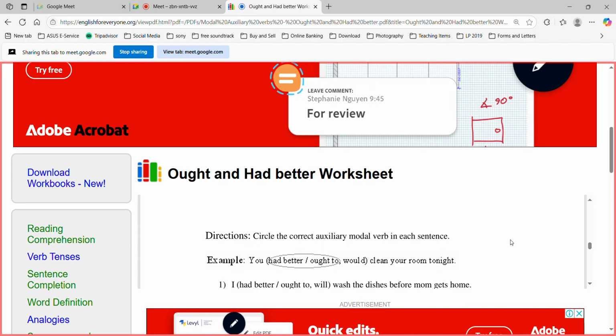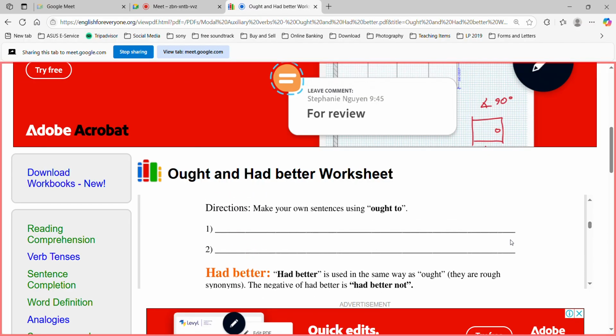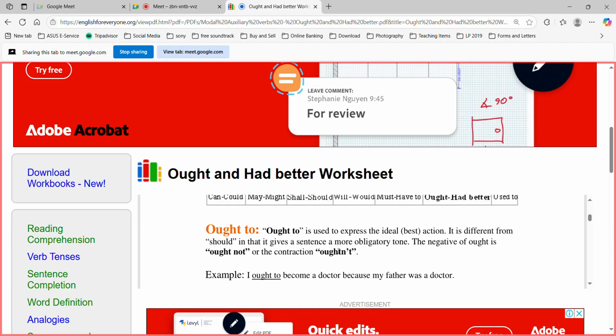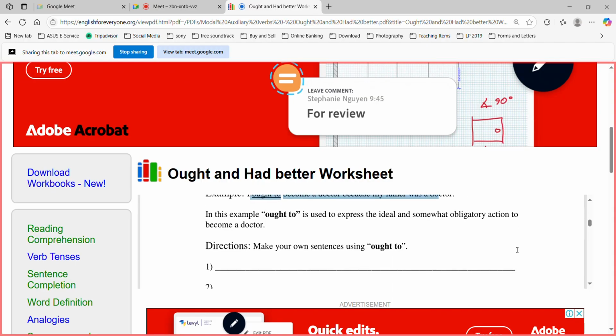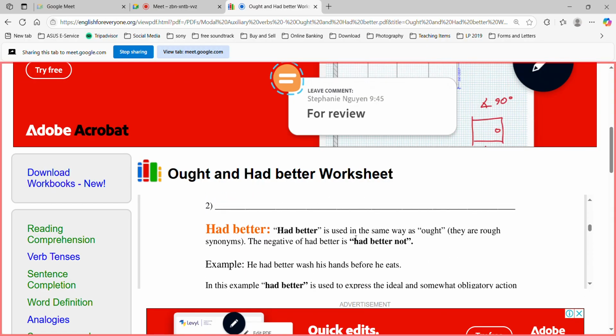So for ought to, like this is an example here, ought to is used to express the ideal or the best action. It has a more obligatory tone. Like this: I ought to become a doctor because my father was a doctor. But had better is used in the same way as ought to. They are rough synonyms.